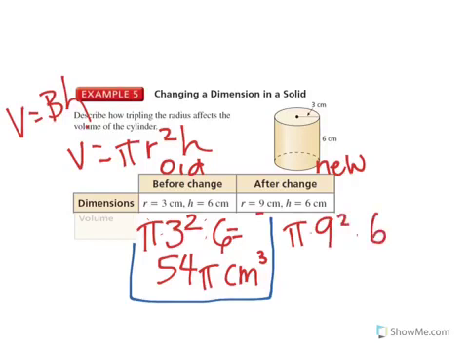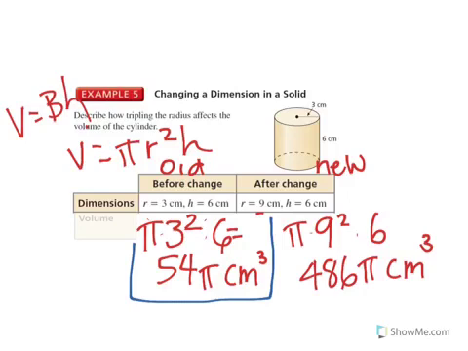Now, it didn't say to do anything to the height, so we're just going to do the change to the radius like it said. So when we multiply that out, we should get 486 pi centimeters cubed. Okay, and they want to know how many times larger is that.